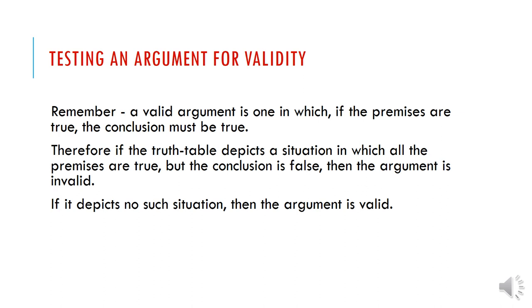This is because a valid argument is one in which, if the premises are true, the conclusion must be true also. Therefore, if the truth table depicts a situation in which all of the premises are true but the conclusion is false, then clearly the conclusion does not follow from the premises. It's important to note that if we see a row with all trues, this does not tell us anything.